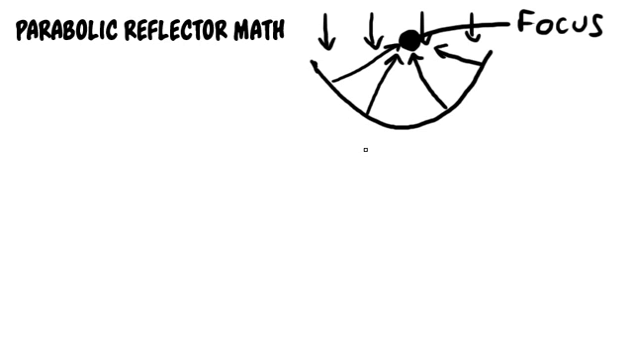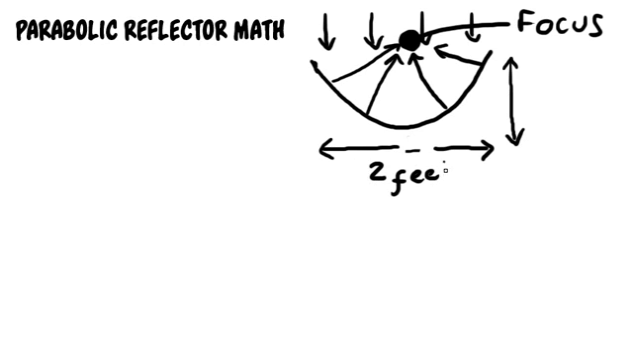We need to know the width of the parabola, and we also need to know the depth of the parabola, and that's going to be different for everyone. So for my parabola, I want the width to be around about 2 feet wide, which is around about 60 centimeters. And the height, since we're working in centimeters, I want to be around about 15 centimeters high.